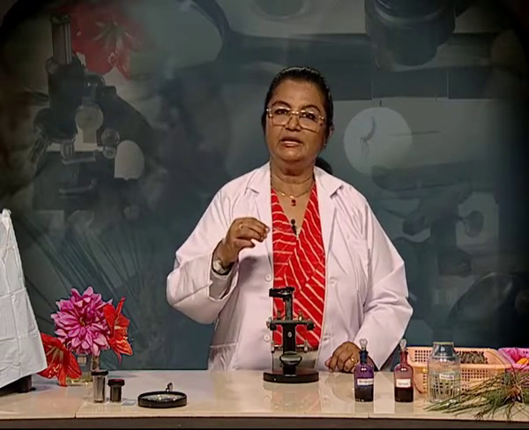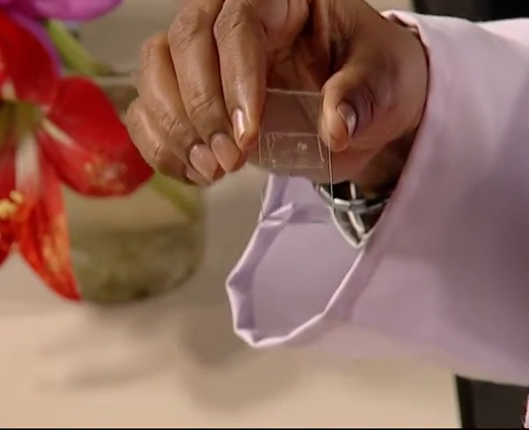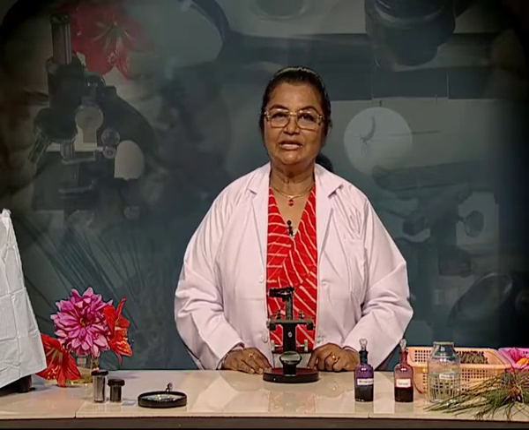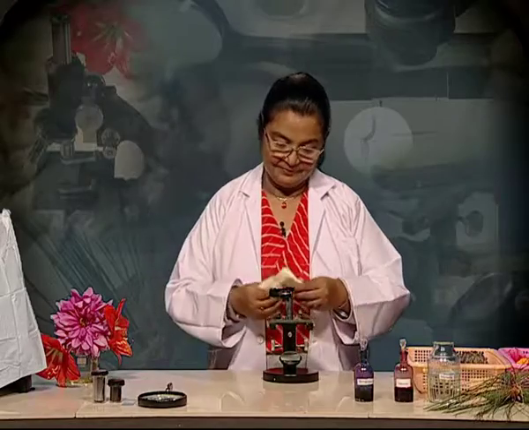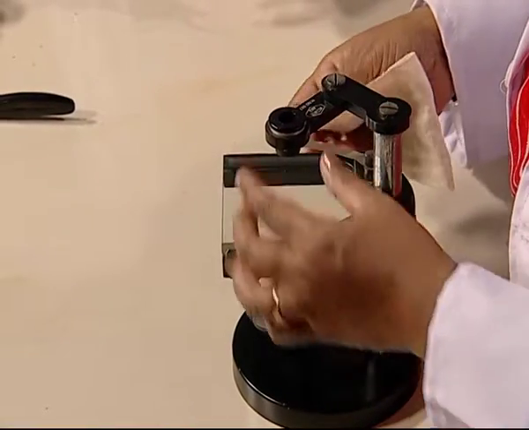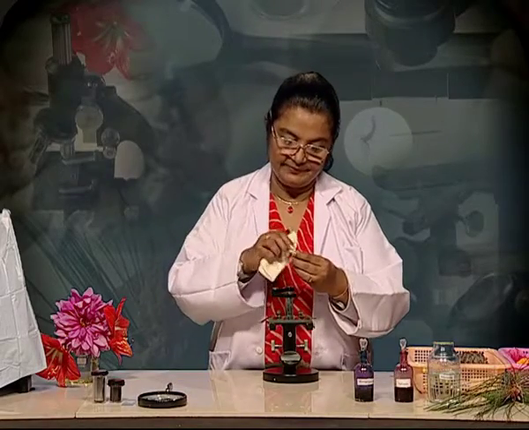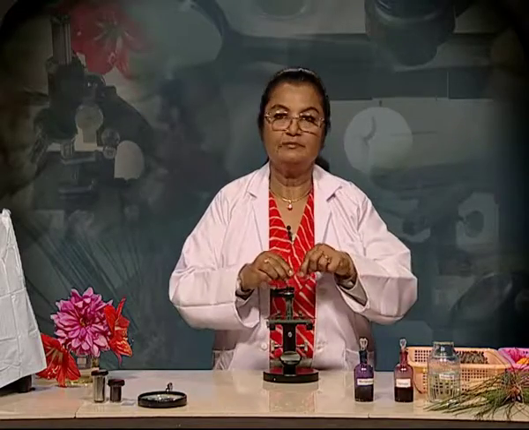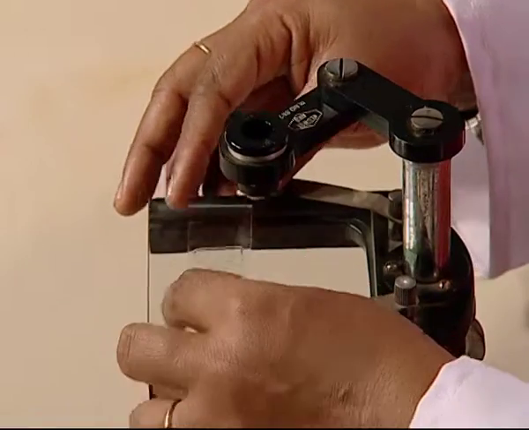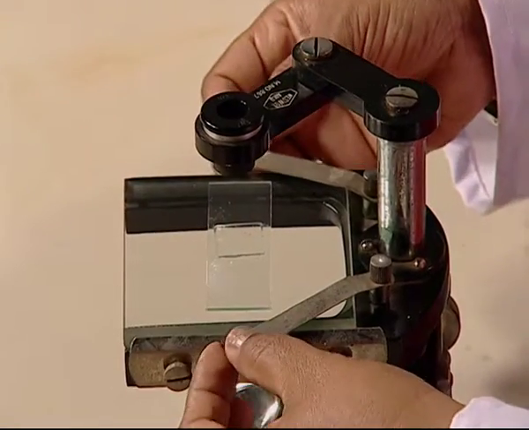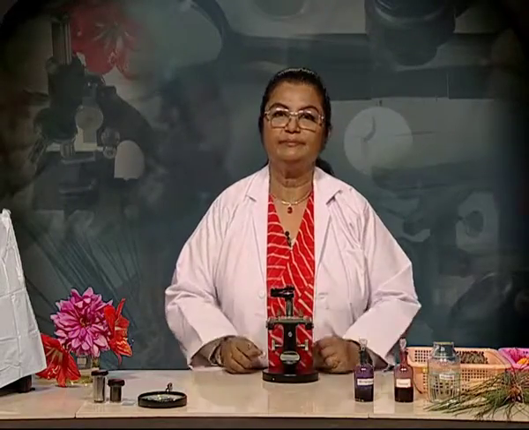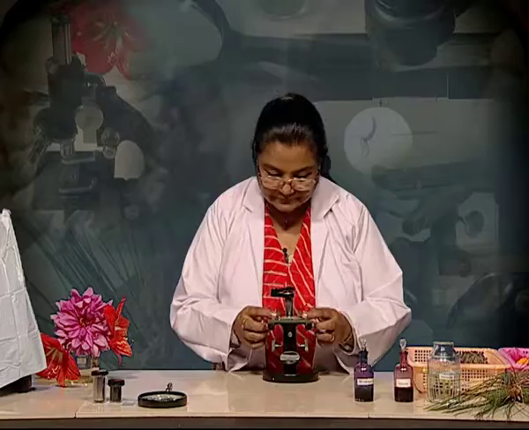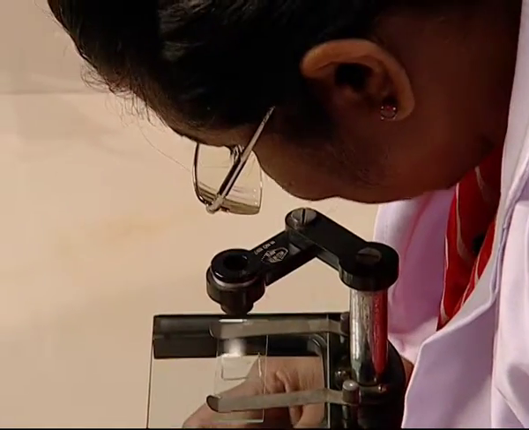We will see the slide of the yellow powder dust taken from the male cone of pine. First and foremost, clean the stage. Next, clean the lens and place it back. Place the slide on the stage and clip it up. Then adjust the mirror onto the object.